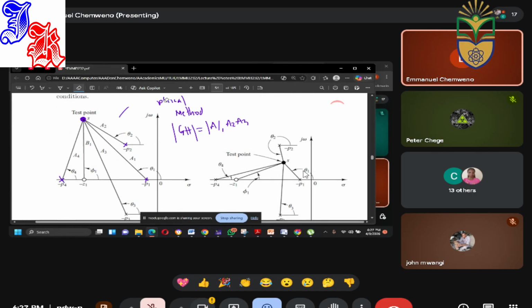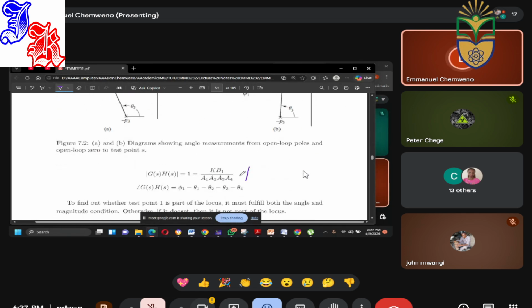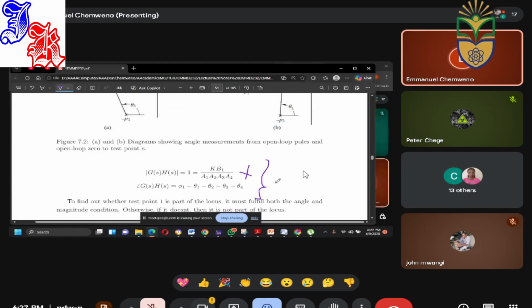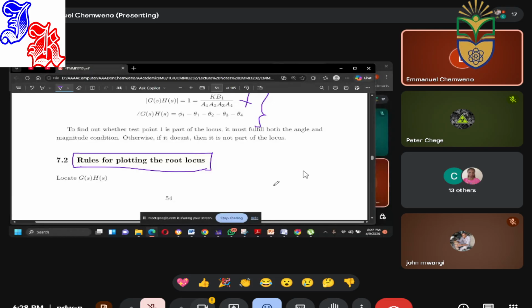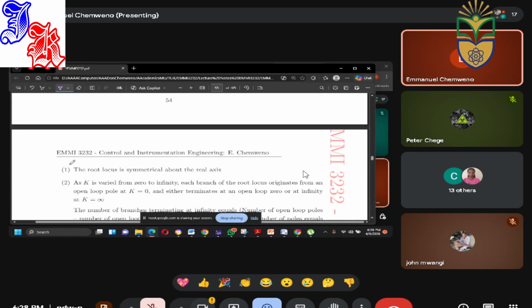However, I'm not going to take this approach. So I'll disregard this, but this is just for understanding. We'll just go straight to the rules of the root locus. Number one, the root locus is symmetric about the real axis.